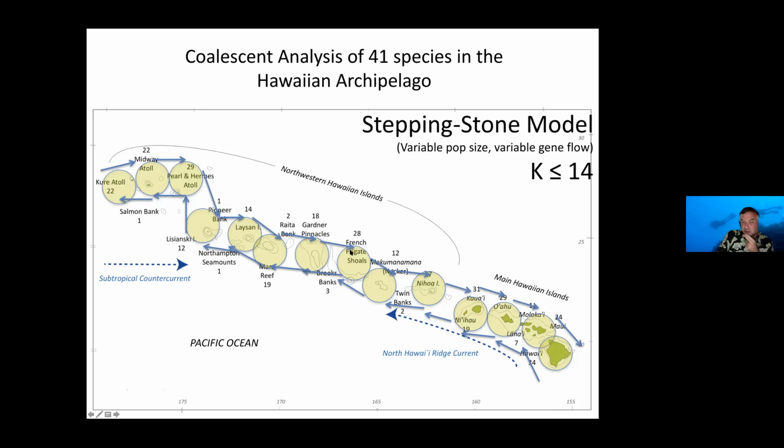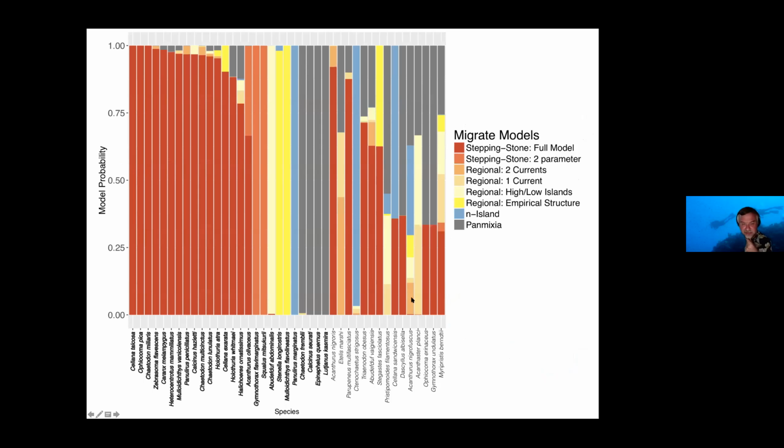And then the full model where all populations can have different sizes and different rates of gene flow. And these are my results. This is a very noisy graph, but it's the same graph that I showed you with the simulation. So this is the relative probability of each model.